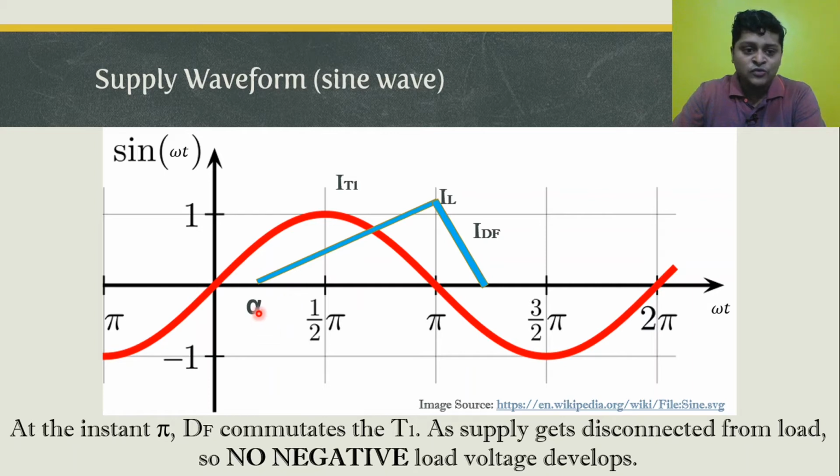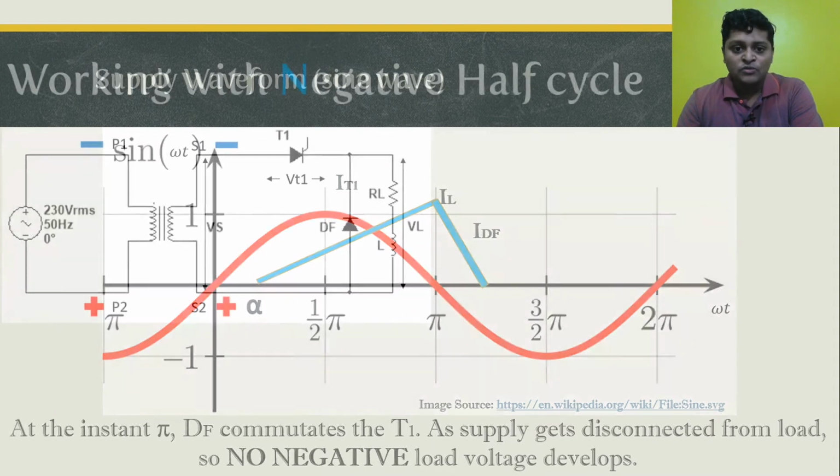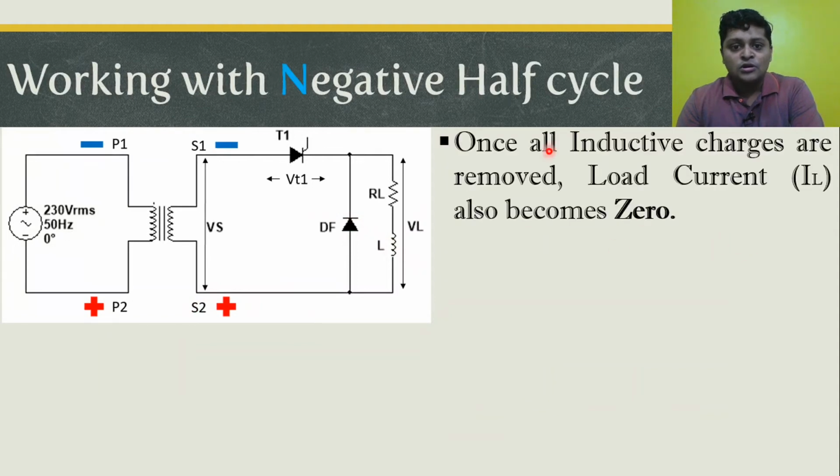So as we have discussed, from alpha to pi, the load current was carried by the thyristor, whereas from pi until all the inductive charges are removed, the current will be carried by the freewheeling diode. So this is what we can observe from this waveform. Let's go further. What will happen? Once all the inductive charges which are trapped across the load are completely removed, the current decreases. The load current will become zero.